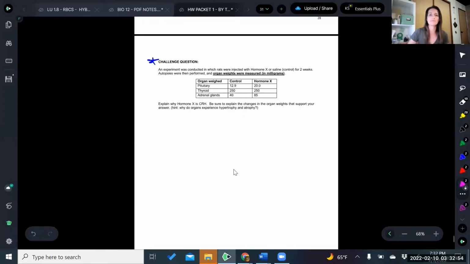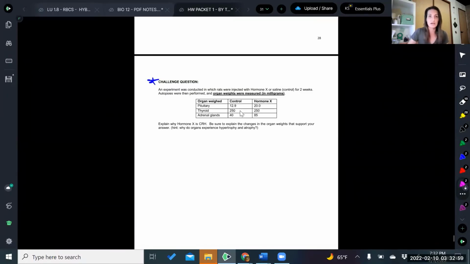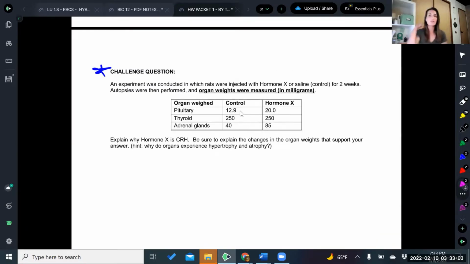All right. This is the last page of the homework packet. I have it listed as page 29. Let's blow this up a little bit. And you're given a table with numbers associated with the glands and organs, and we have to know what those numbers mean. You always want to check what the units are here. We're being told that these organs are being weighed in milligrams. So these are organ weights in milligrams.